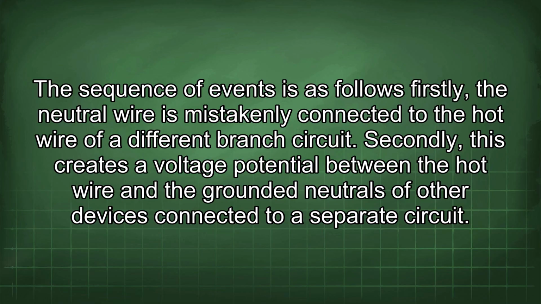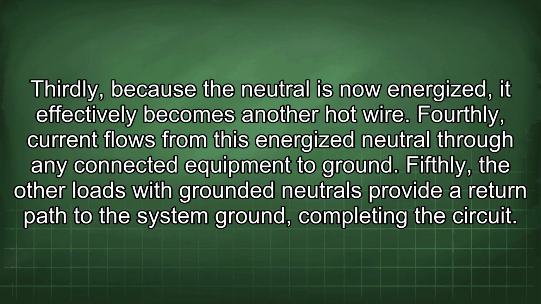Secondly, this creates a voltage potential between the hot wire and the grounded neutrals of other devices connected to a separate circuit. Thirdly, because the neutral is now energized, it effectively becomes another hot wire. Fourthly, current flows from this energized neutral through any connected equipment to ground. Fifthly, the other loads with grounded neutrals provide a return path to the system ground, completing the circuit.